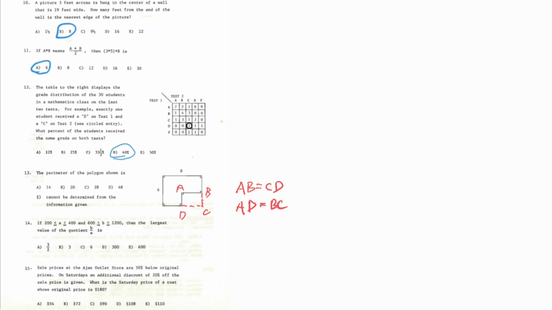So the perimeter of the polygon is the same as the rectangle, equals 2 times 6 plus 8. That's 28. So the answer is C.